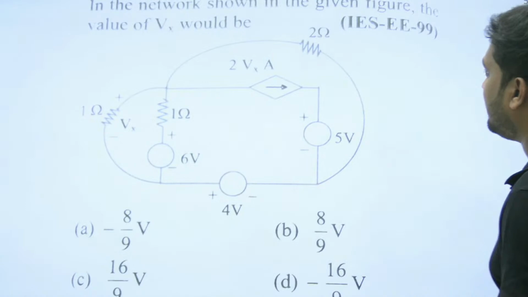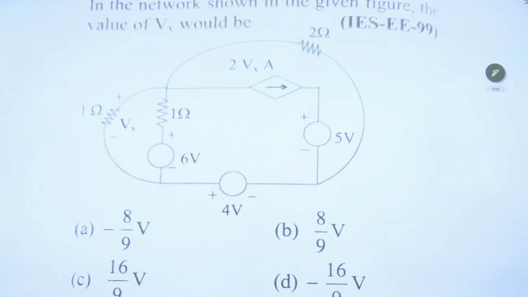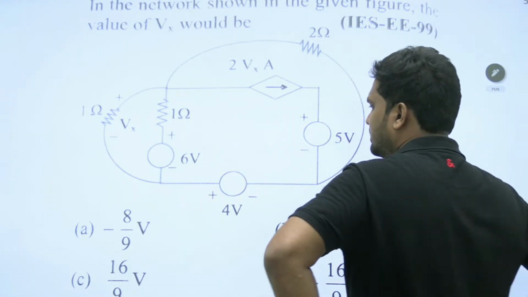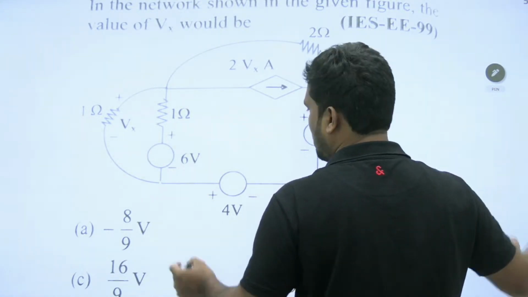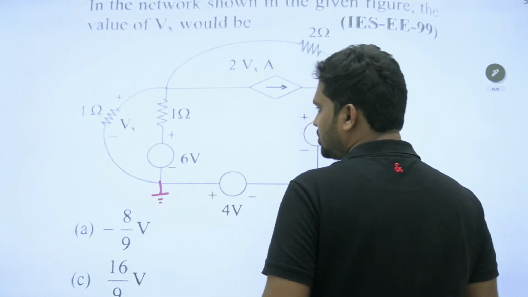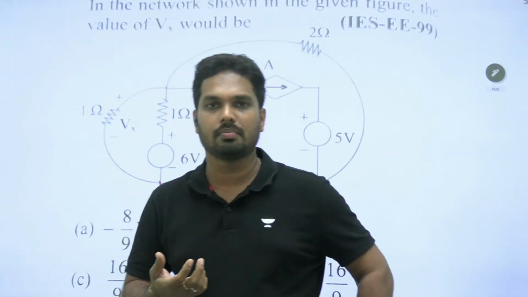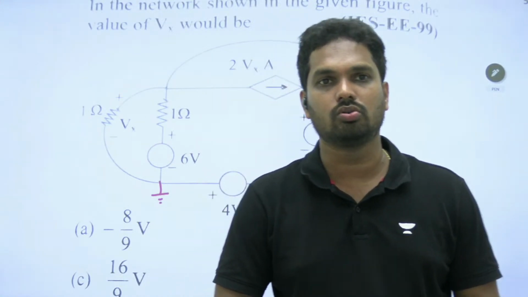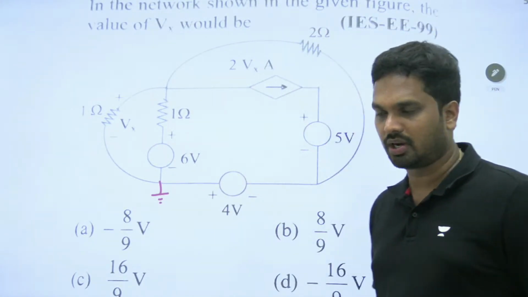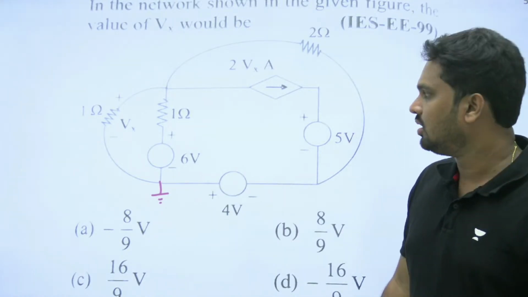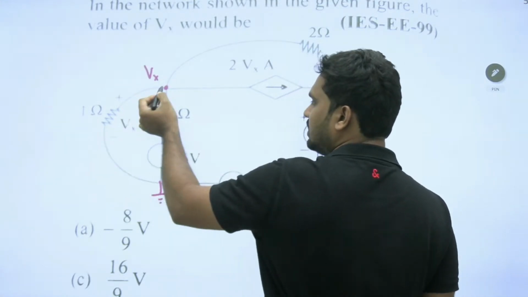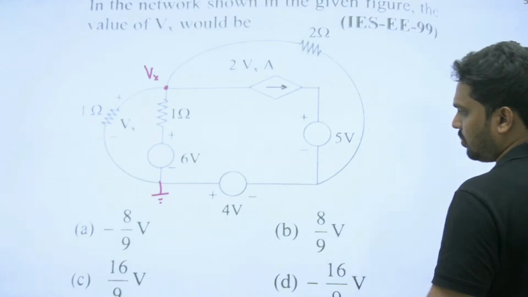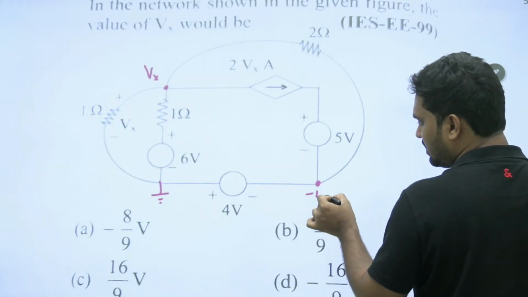Okay, let's see in the network shown in the figure, the value of Vx would be how much? Listen carefully. To find the Vx, let me assume this is my ground. I selected this question because it will help you understand the concept of ground properly. So take this node as Vx, because this is my ground. The node voltage here is -4.